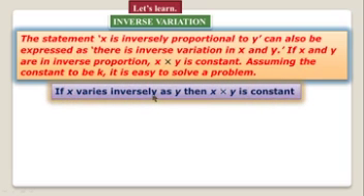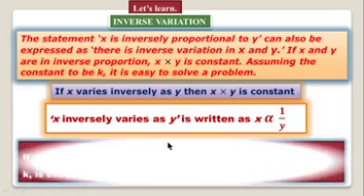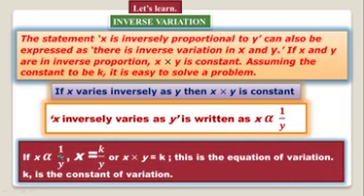If x varies inversely as y, then x multiplied by y is a constant. x inversely varies as y is written as x ∝ 1/y. If x inversely varies to y, then x is equal to k divided by y, or x multiplied by y is equal to k. This is the equation of variation, and k is the constant of variation.